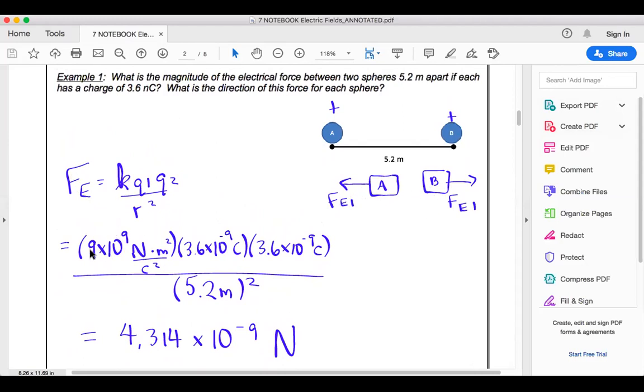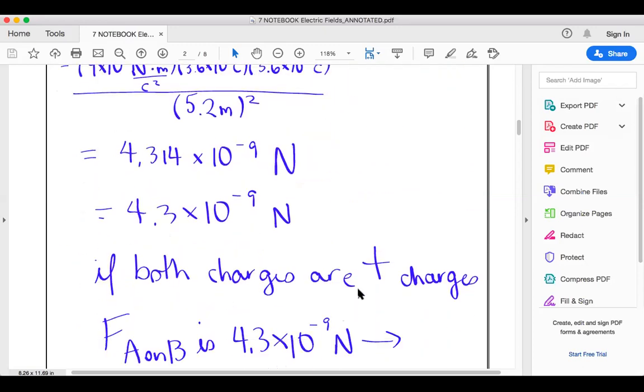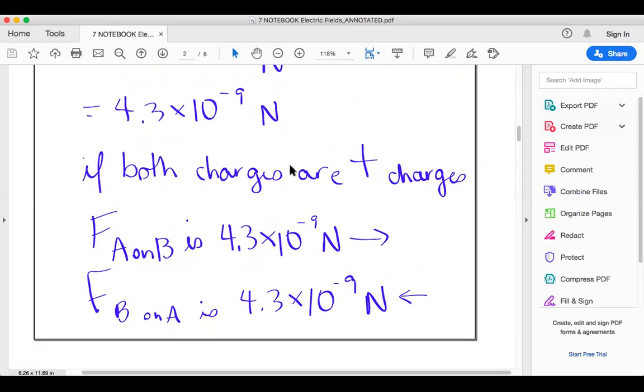So electric force is our new Coulomb's constant times one charge times the other, or you could do this squared since it's the same charge, divided by 5.2 meters squared. So we just do a quick unit analysis here to check if it gives us the newtons that we want. So coulombs squared on the top cancels with coulombs squared in the bottom. You've got meters squared in the top and meters squared in the bottom, and we're left with newtons. So the calculation will be the same because we don't have to do it twice. If both charges are positive, then the force of A on B is 4.3 times 10 to the minus 9 newtons to the right, and the force of B on A is 4.3 times 10 to the minus 9 newtons to the left.